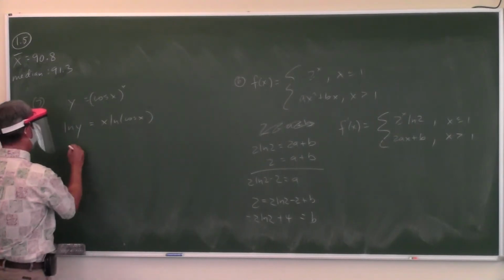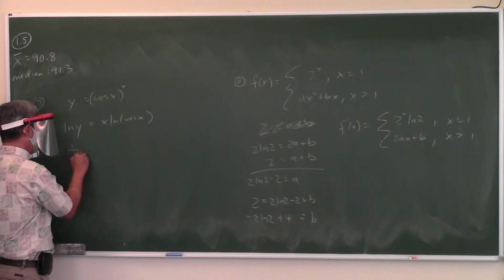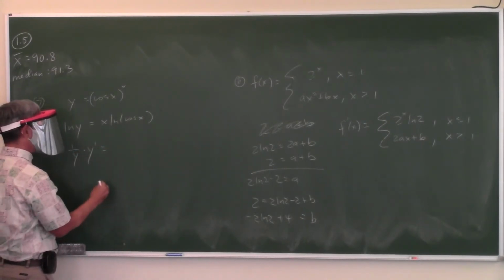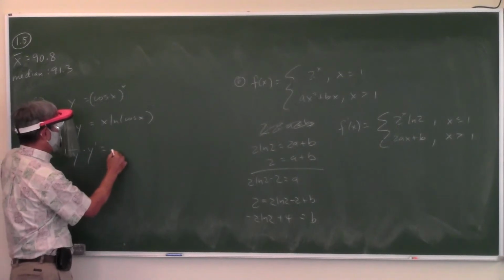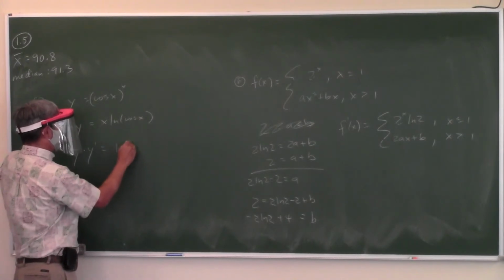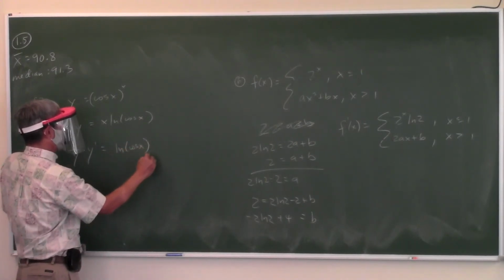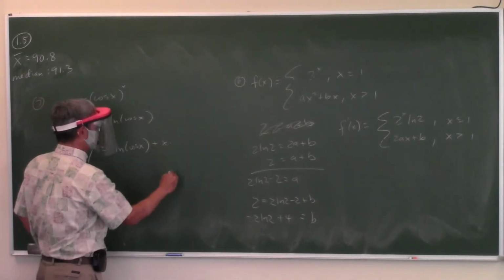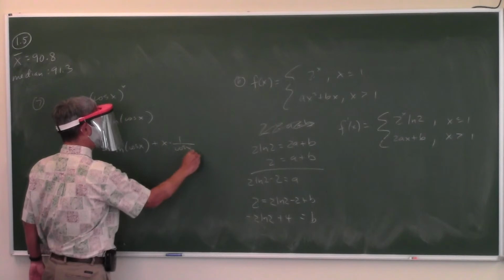1 over y times y prime. Sorry, ln cosine x plus x times 1 over cosine x times negative sine x.